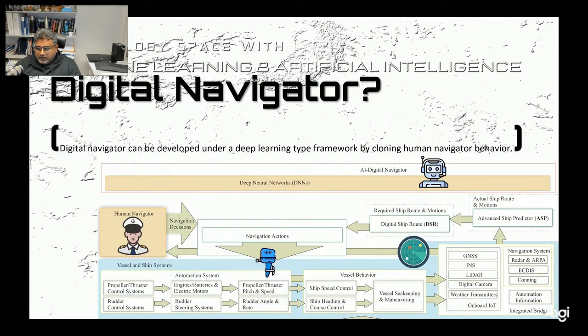And then on top of this ship navigation process with the human navigators, we would develop this digital navigator utilizing deep neural networks. I think I have discussed this process of developing this digital navigator in more detail in the previous video, so I would recommend you to go through that video also. So here we are utilizing a deep learning type of framework to clone the human navigator behavior. So let's see how we can do that.